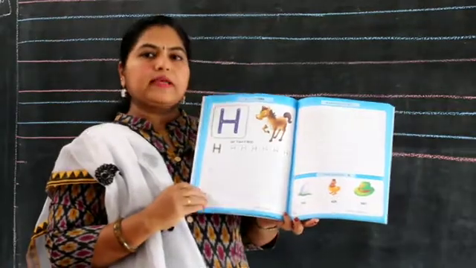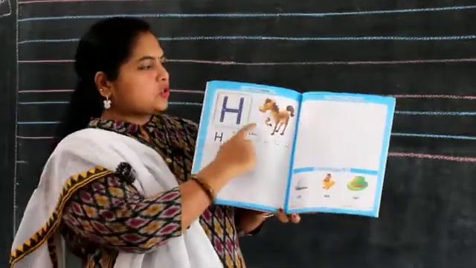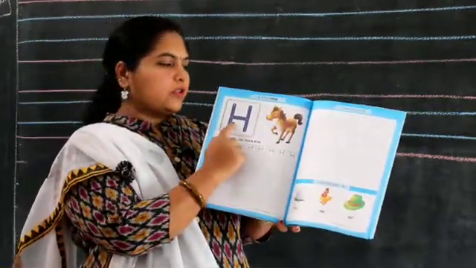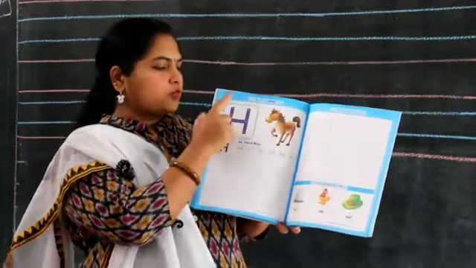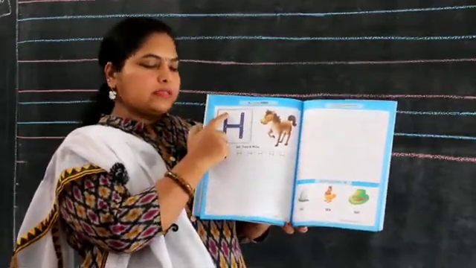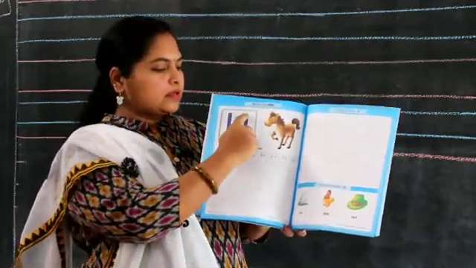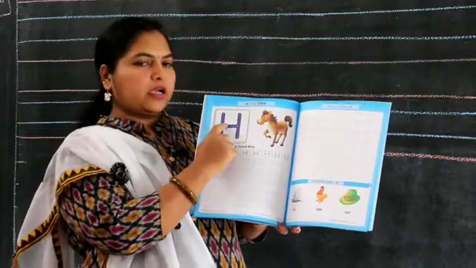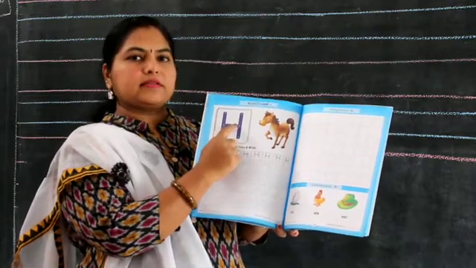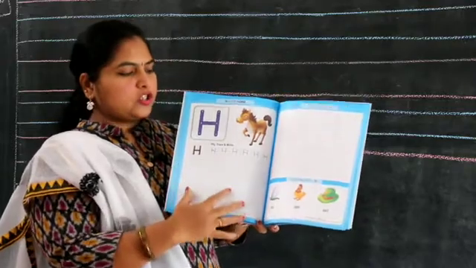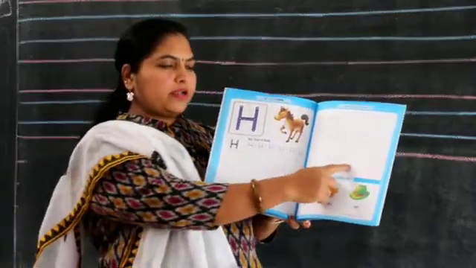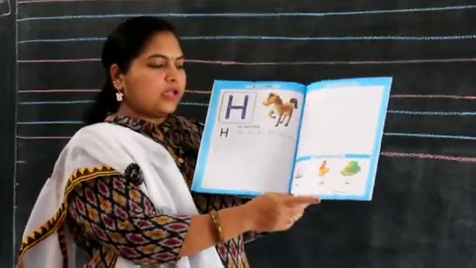Comes the next letter H. H is for horse. So how do you write H? One standing line, another standing line and a sleeping line joining both the standing lines. That's your H. So once you finish tracing here and then writing here, then you will do the activity.